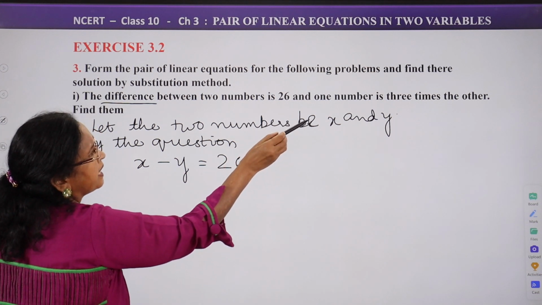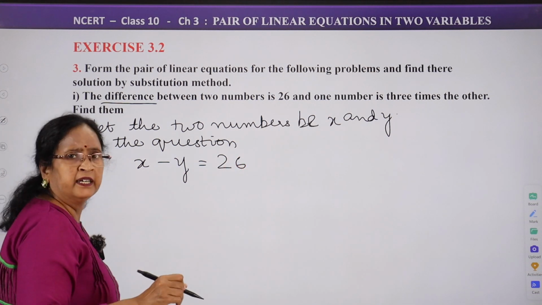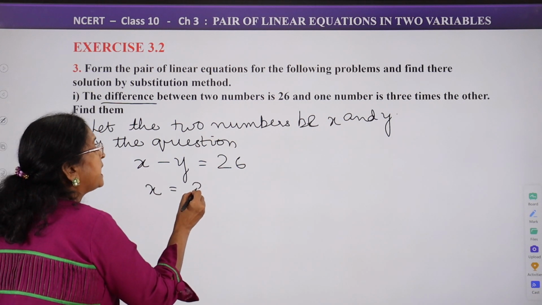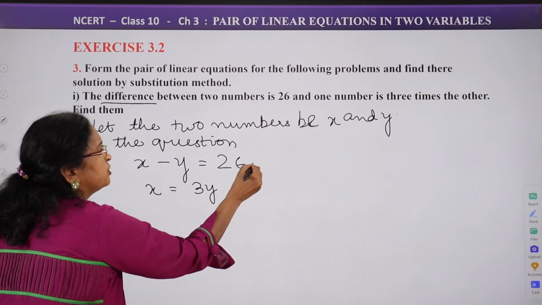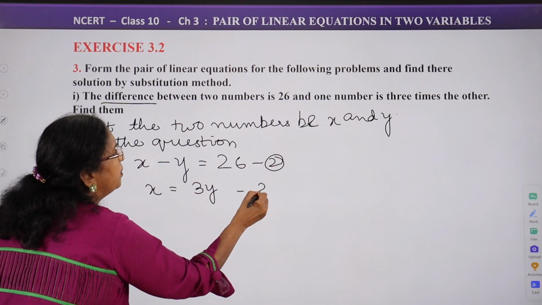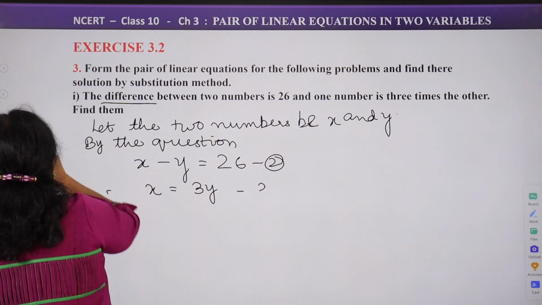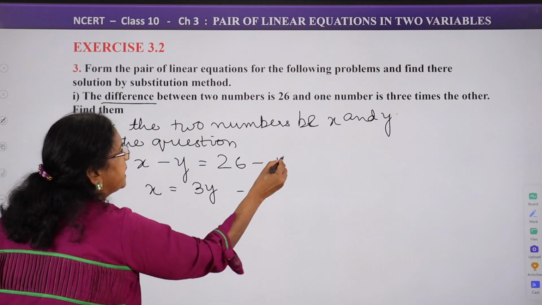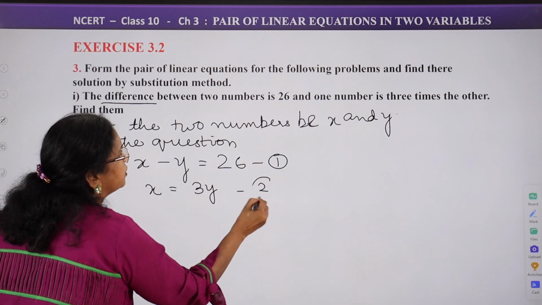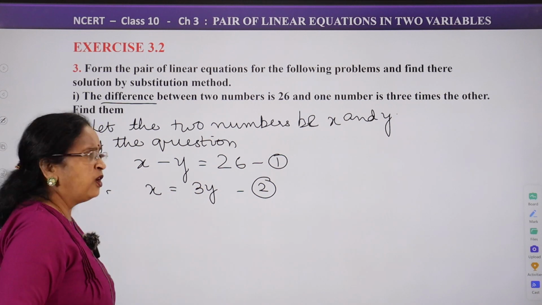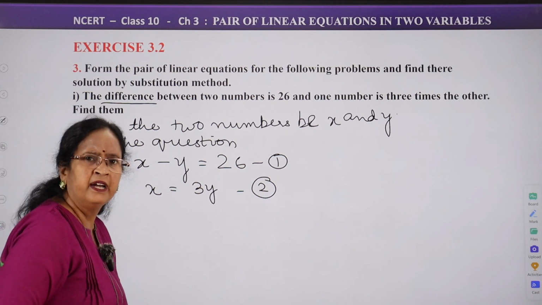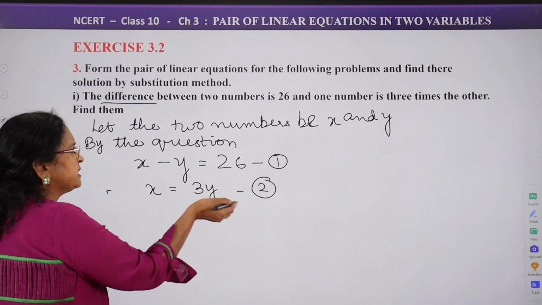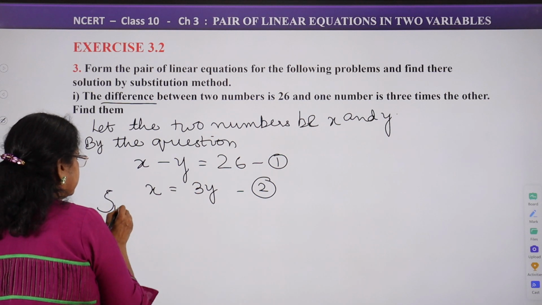And one number is 3 times the other. One number x is equal to 3 times other, 3y. So these are the two equations. Now let us name the equations as 1 and 2. Alright, already x is in terms of y. Let us keep it like that. Now, x in terms of y, just substitute in 1. Right, let us write that.